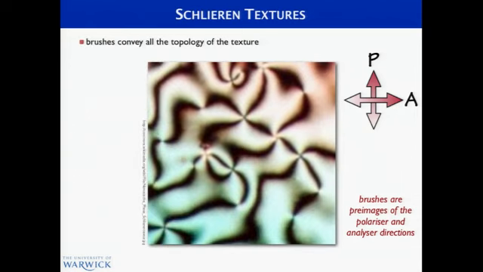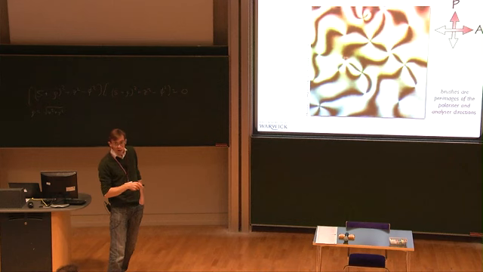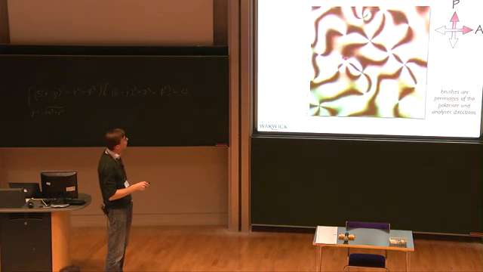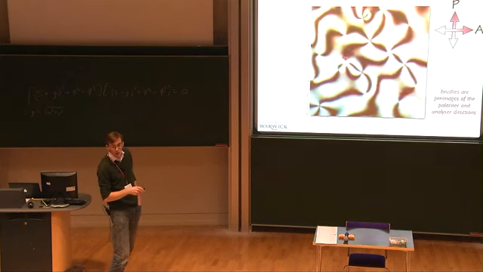Let me go through this in a little more detail with a blow-up of a part of this image from the Schlieren texture. Like I said, these lines are places where the orientations are either up, down, or left, right. It turns out that the pattern of these brushes conveys all of the topological information about the system. So you know, for instance, that along this line, the orientation is left, right, and along this line, it must be up, down. And the points where the brushes meet are the defects.